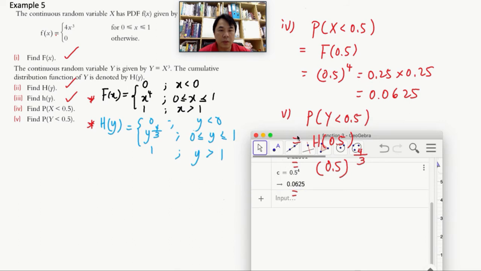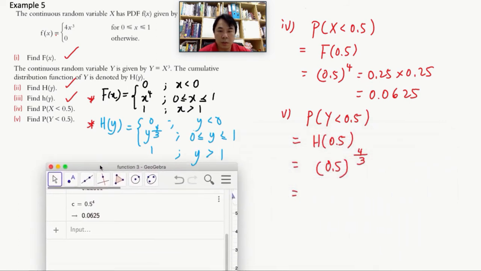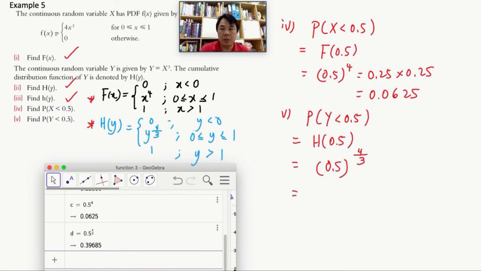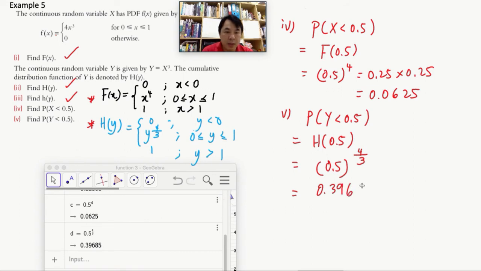This one, definitely not going to use any mental math here. I'm not actually good with the mental math. Anyway, here we'll use a bit of technology to help me work this out. So that would yield 0.3969, if you want to leave it to 4 decimal places or 3 significant figures if you like. Right? So I hope that is clear.